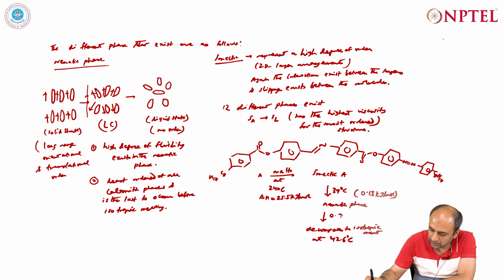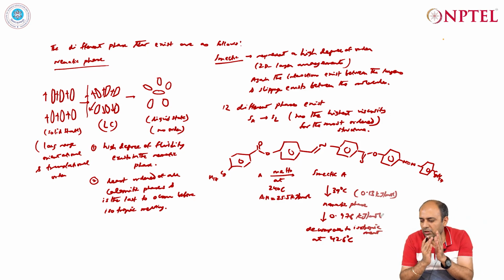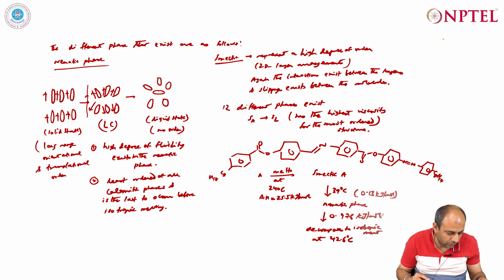The enthalpy change is 0.976 kilojoule per mole. So, these are very sensitive subtle phase transitions which take place when one phase converts into the other, and the energy change associated with this process is also small, and overall the temperature range over which these phases exist is also very narrow.